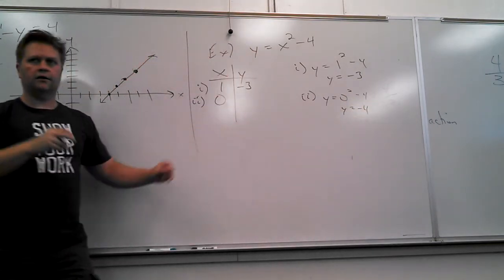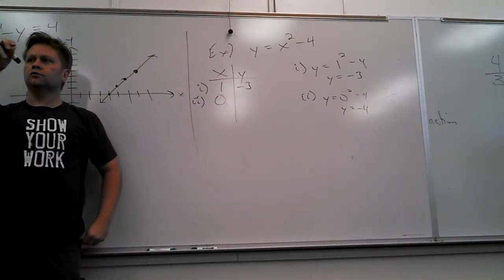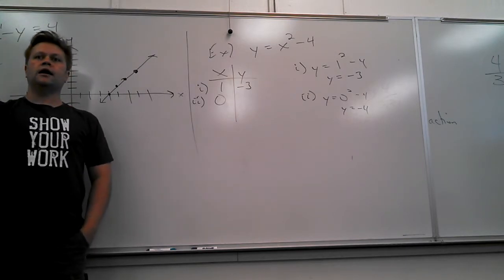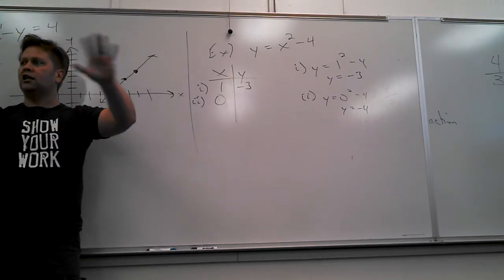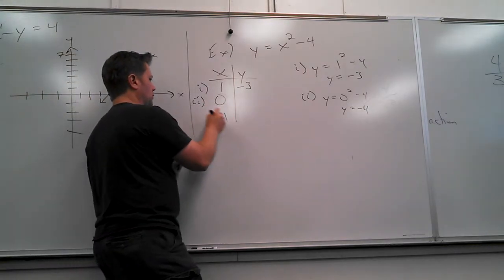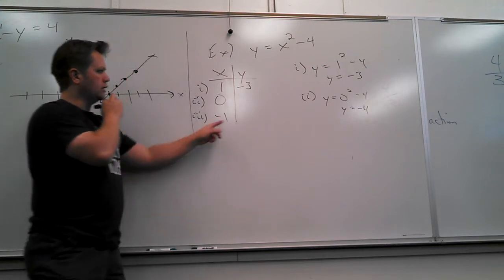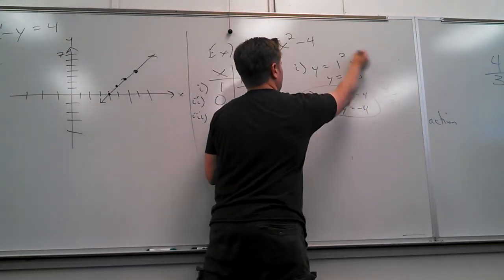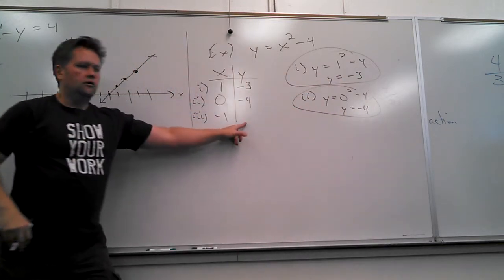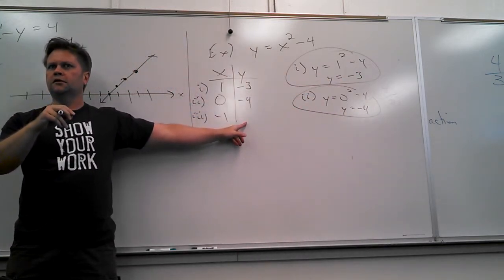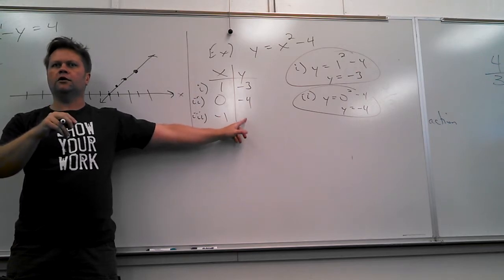What else is good to plug in there? -1. I like it. You always want to do some negatives, 0, and some positives, especially if you don't know what it looks like. We'll do a mixture. So here's where things get a little bit weird. Let me write down what that is. That's 0, -4, and 1, -3.